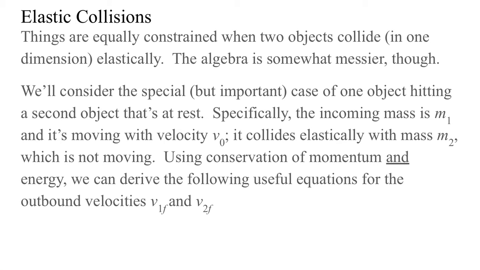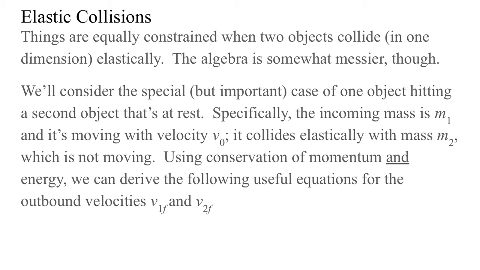Alright, this time we'll talk about the case of elastic collisions, which remember are the collisions in which kinetic energy is also conserved. Momentum is conserved because it's a collision, but kinetic energy is conserved in this case because the objects bounce back but retain their original shape. Things are equally constrained, at least in one dimension.